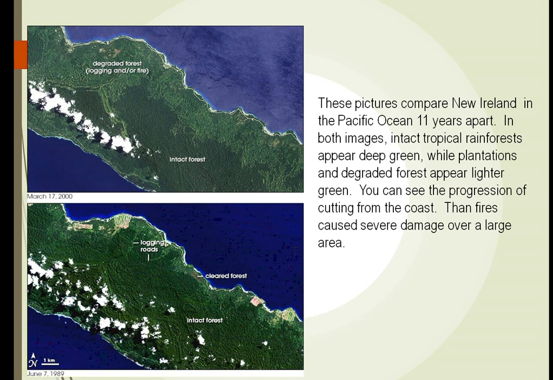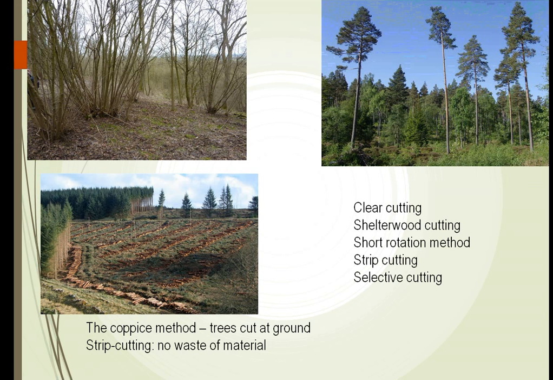We can look at, here's an island in the Pacific Ocean, different years apart, 11 years apart. In both images, the tropical rainforest are the darkest color there. What has happened is the plantations came along, the trees were cut down, fires came along, and pretty soon we have hardly any tropical rainforest there. We have to find a way to protect these areas.